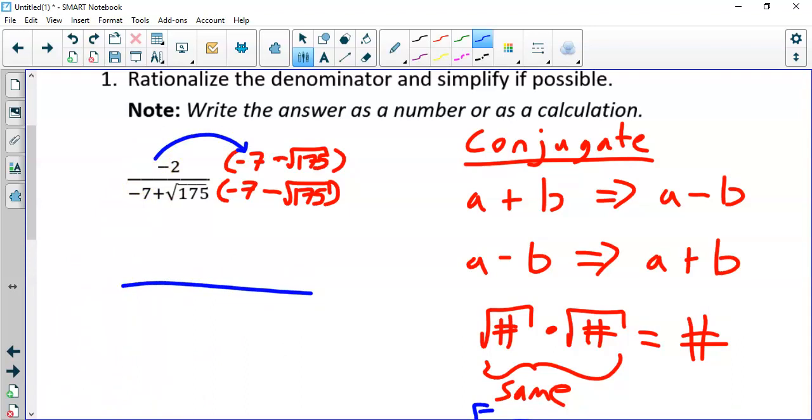So what's negative 2 times negative 7? Positive 14. Good. And what's a negative 2 times a negative square root of 175? Nope. Remember, this number can't multiply that radical. Numbers multiply numbers. Radicals will multiply radicals. What's a negative times a negative? Positive. 2. Yes. That 2 cannot go into the house. It's outside the house. It's outside the radical.